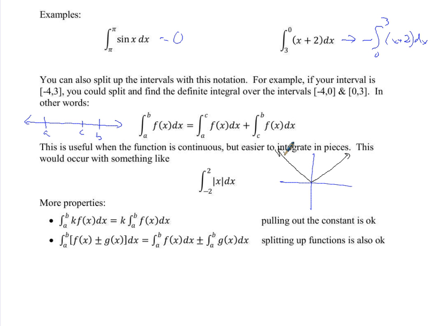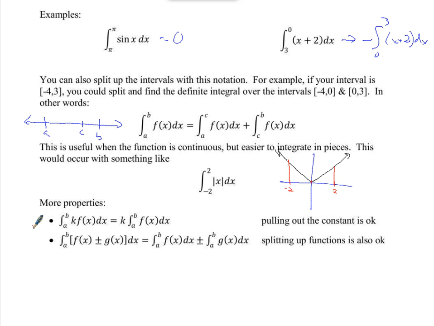If I'm taking the integral from -2 to +2, it's going to be easier for me to integrate from here to here and use a triangle area, and then also integrate from here to here and use another triangle area, and then add those two things together. That's what this property right here allows me to do.